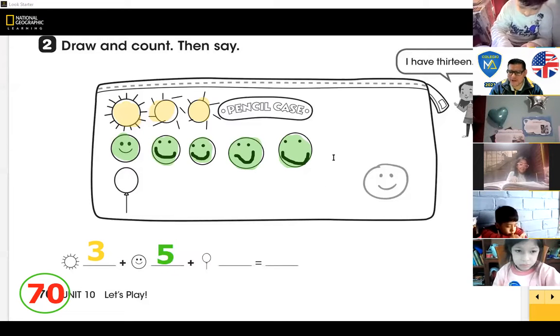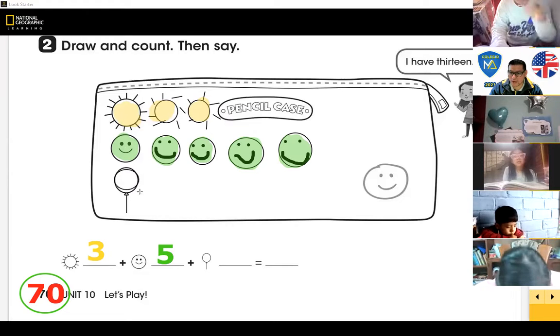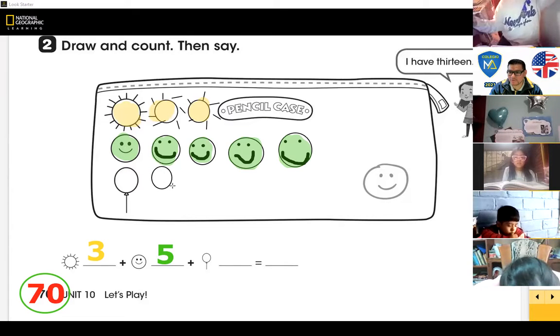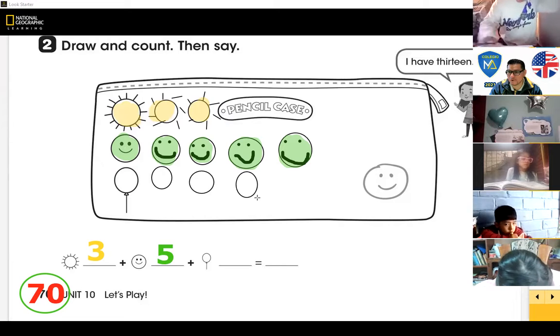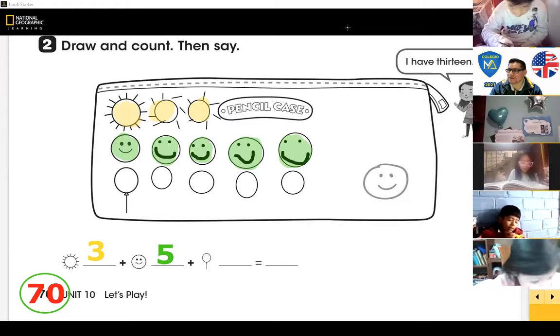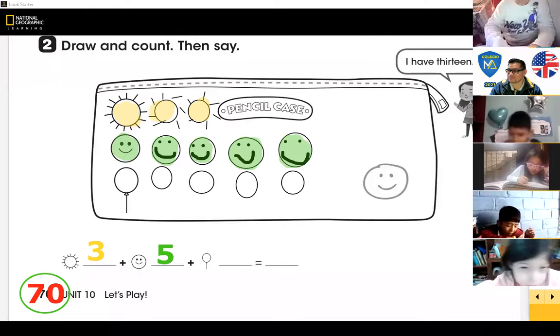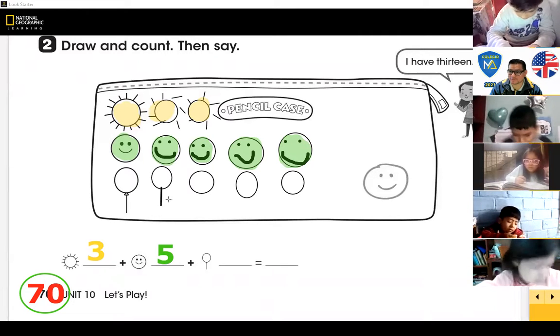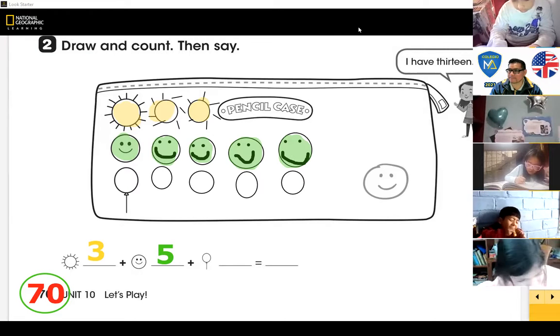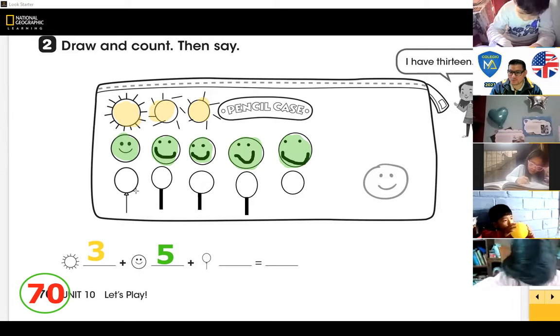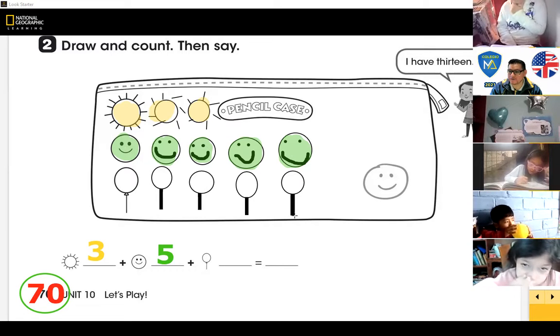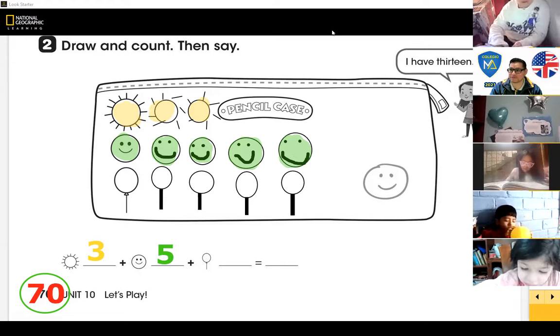Five happy faces. And now we have here some balloons. Okay? Now I'm gonna draw here the balloons. There is one balloon, two balloons, three balloons, four balloons, and five balloons. Okay? Let's do this with the balloons. I'm gonna draw here the balloon. One, two, three. Oh, sorry. One, two, three, four, and five. Five balloons.